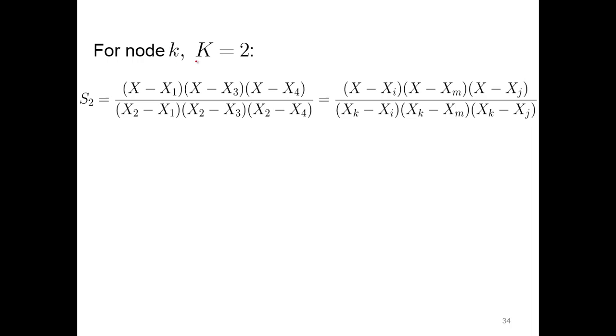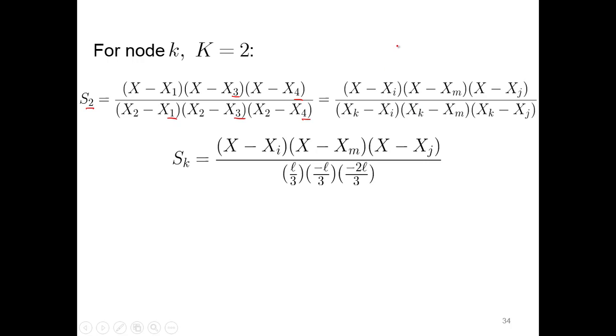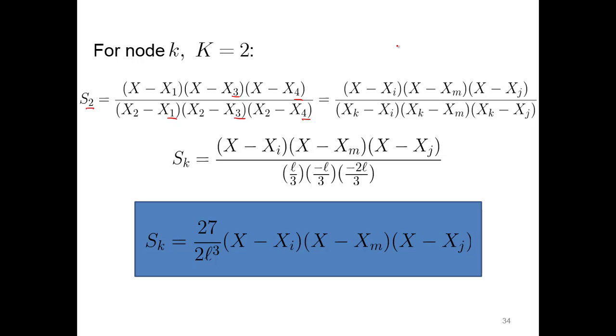So let's go back here. If k here, for node k, we're looking at that's 2. So we go 1, skip 2, 3, 4. And we got 2, 1. We're going to skip 2, 2. And we go 3, 4. And then we replace those with our letters and substitute in the lengths in the denominator. And we get our final form of the shape function for node k.